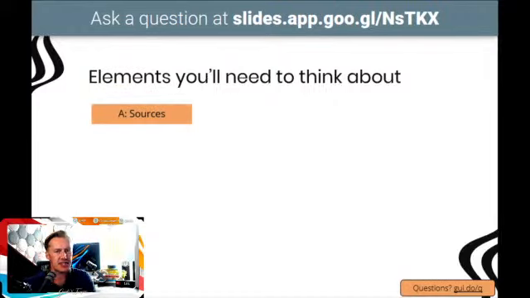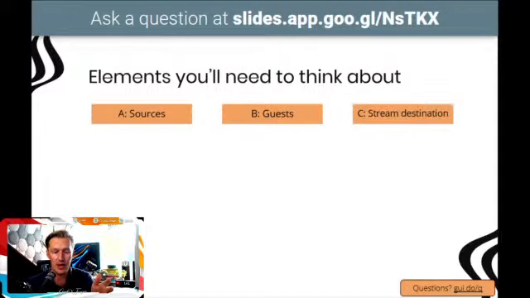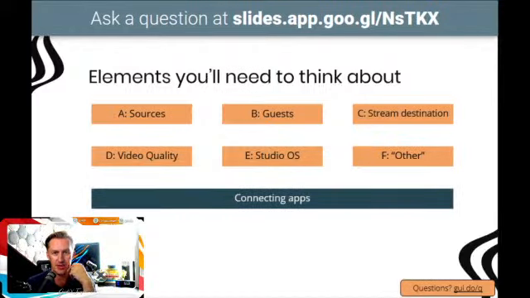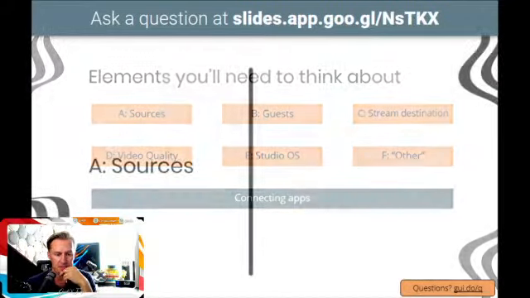The 6 elements that you need to think about, 6 categories. So we'll have the sources, if you want to have guests and in what way, where you want to stream, destinations, the video quality, the studio operating system. Do you have a Mac, Windows, or a browser? And some other category of other features that you might want. And then the connecting layer, the ability to connect those apps.